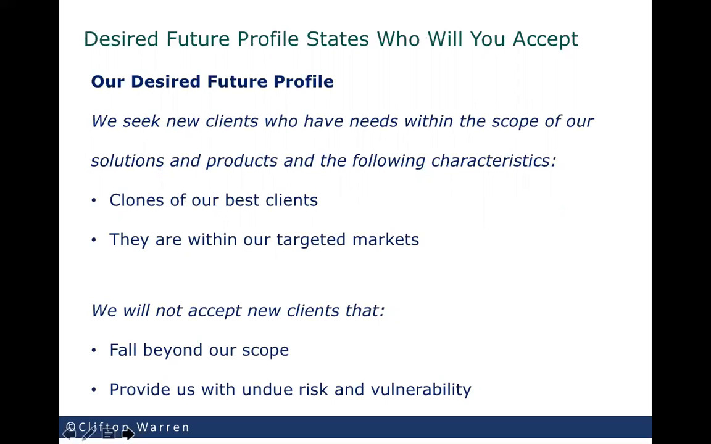Step number 3 in the process is stating your desired future profile. Basically what we're saying here is who will you accept as a client and who will you not accept as a client. So continuing with our example wording here, our desired future profile: we seek new clients who have needs within the scope of our solutions and products and the following characteristics. Clones of our best clients, they're within our targeted markets. And finally, we will not accept new clients that fall beyond our scope or provide us with undue risk. So those are nice, clean statements again.